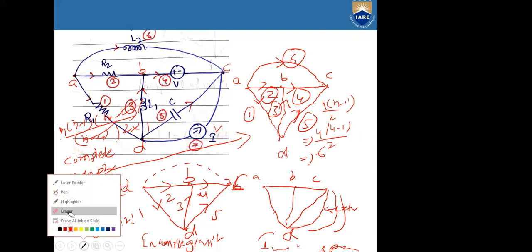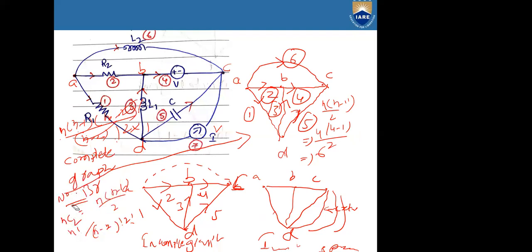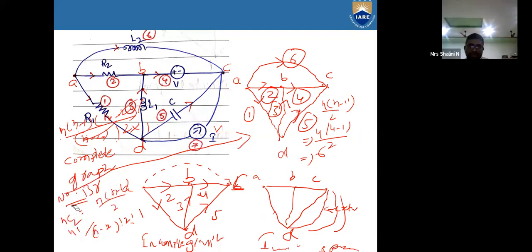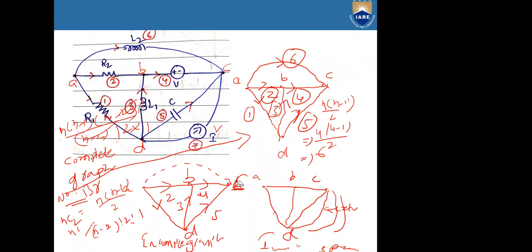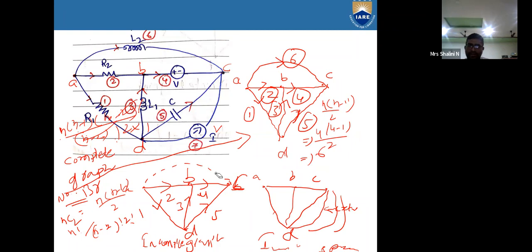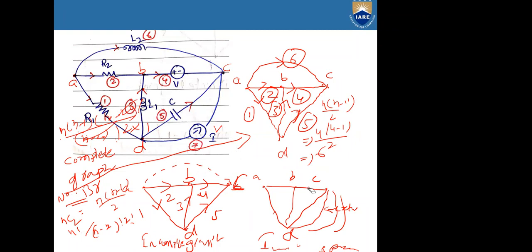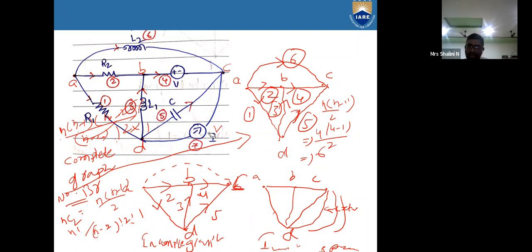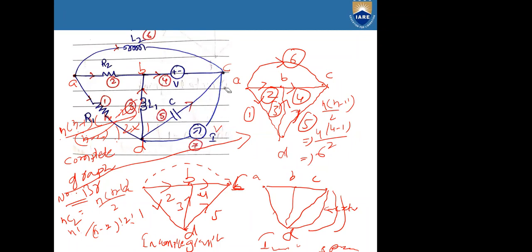Sir, can you repeat incomplete specific graph, sir? Incomplete specific graph means nothing but an incomplete graph, that is A to C, there is no link. In the case of the incomplete graph, between C to A, here I connected a current source. If I connected a voltage source here, it would also be the same.